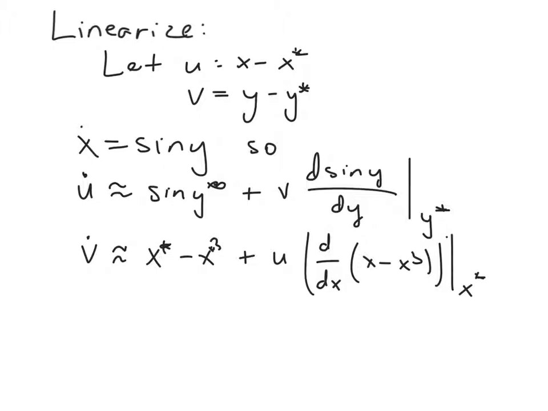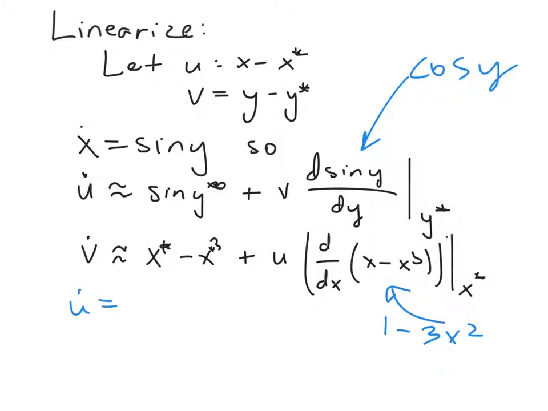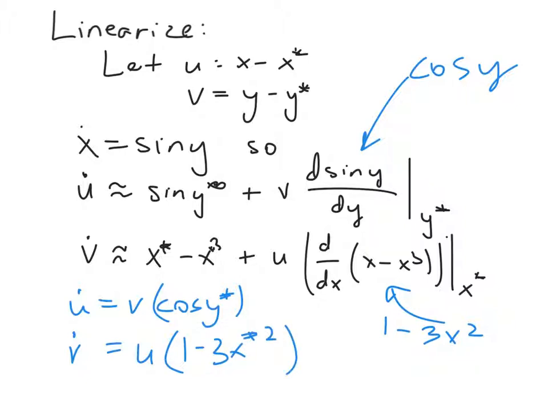To simplify, we need to evaluate these. The derivative of sine is cosine, and the derivative of x minus x cubed is 1 minus 3x squared. So u dot is equal to v cosine y star, and this will be a constant, but we have a variety of fixed points, so we'll evaluate it in a little bit. And v dot is equal to u times 1 minus 3x star squared. And so now we can construct this linear system at a few of our fixed points.